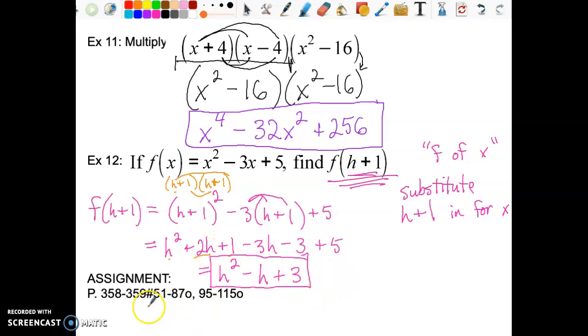So notice the assignment is these odds. Hopefully there's enough problems that you get a good practice, and it also prepares you for the upcoming quiz or test.